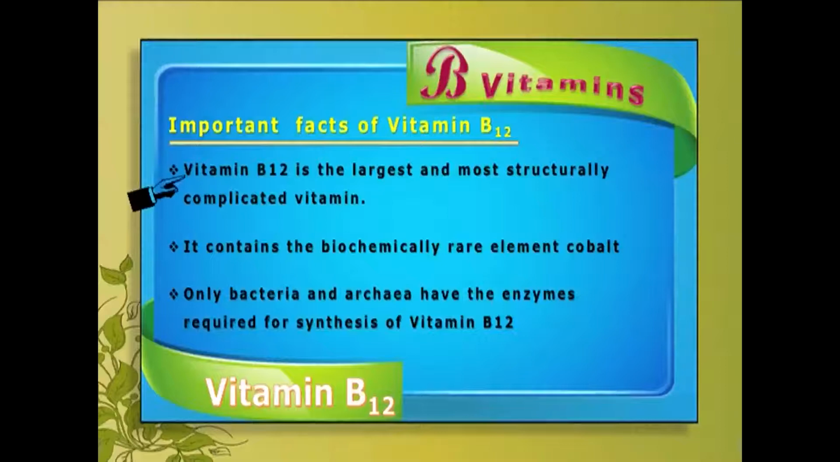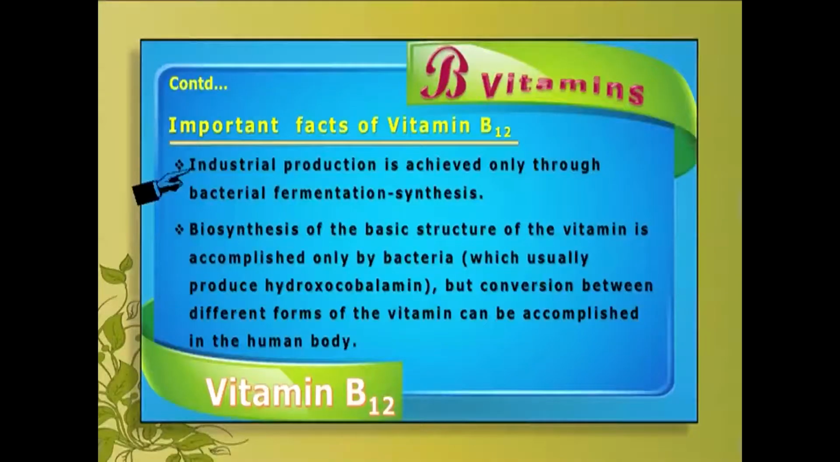Some important facts of vitamin B12. Vitamin B12 is the largest and structurally most complicated of the B vitamins. It contains a biologically rare element, cobalt. It is important to note that only eubacteria and archaebacteria can synthesize vitamin B12, and that's why industry has to rely on fermentative production using bacteria and archaebacteria. However, once hydroxocobalamin is formed by the bacteria, it can be converted into different forms of cobalamin like methylcobalamin and others inside the human body.